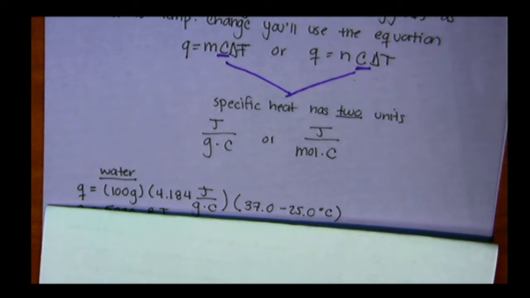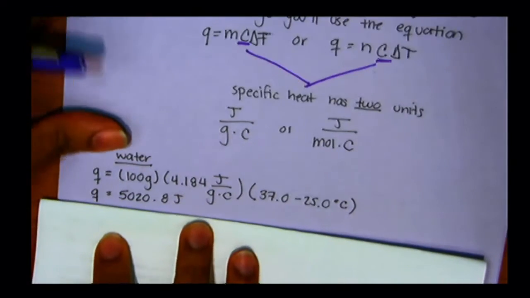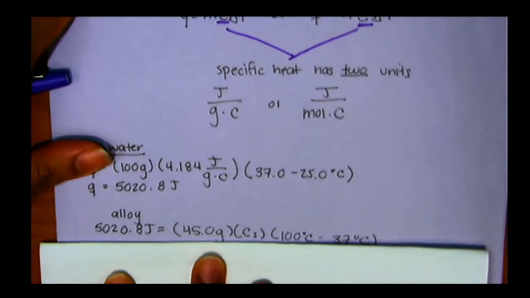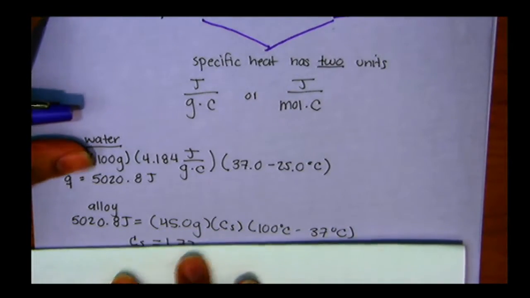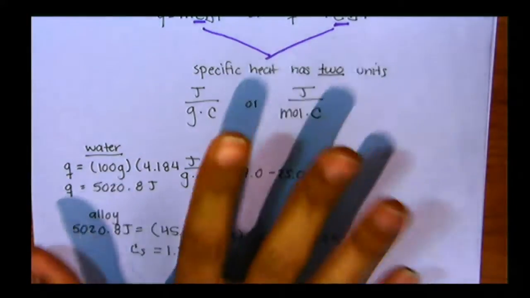Once I do, I can plug in the joules back into the alloy so I can solve for its specific heat, because they gave me the amount of alloy that I had and the temperature change of the alloy. The only thing they didn't give me is energy, but I was able to find the energy with water, or the temperature change that water had. When I plug it back in and solve, your answer is 1.77. Any questions?